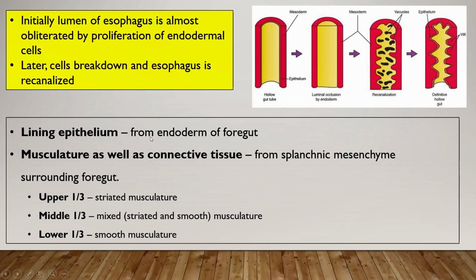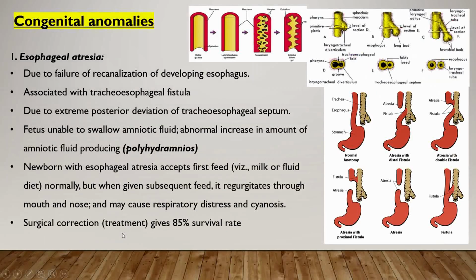The lining epithelium is formed from the endoderm of the foregut. The musculature and the connective tissue are formed from the splanchnic mesenchyme surrounding the foregut. In that, the upper 1/3 consists of striated musculature, the middle 1/3 consists of mixed, that is striated and smooth musculature, and the lower 1/3 consists of non-striated or smooth musculature.